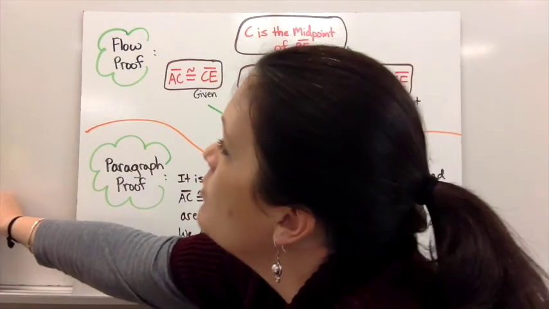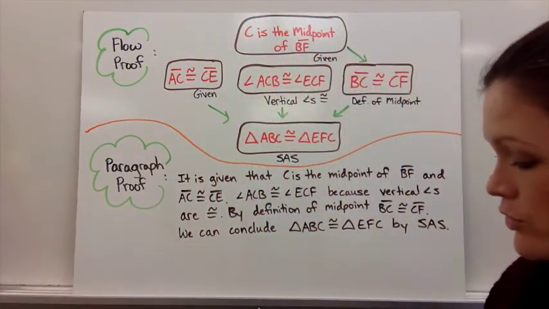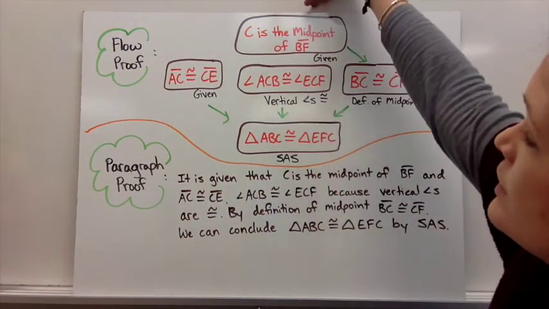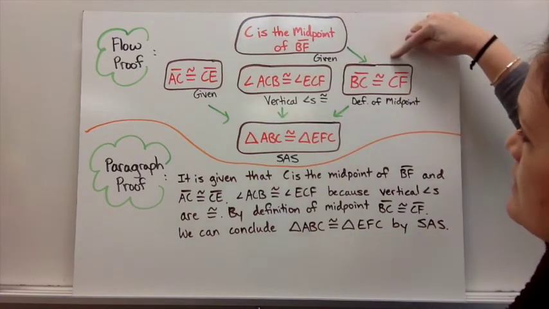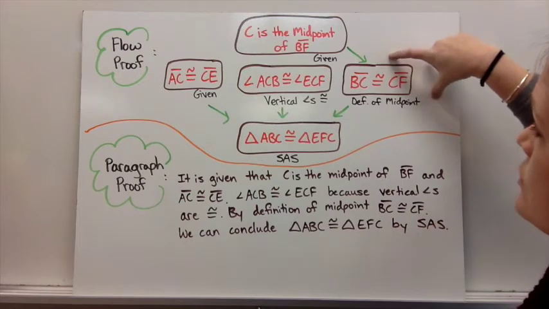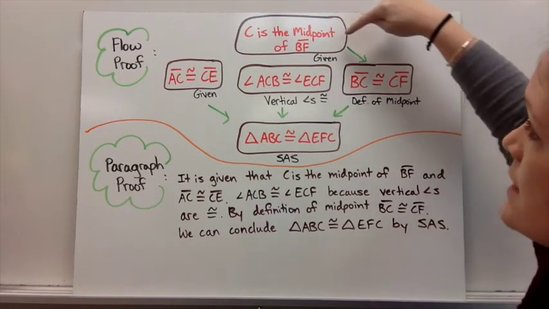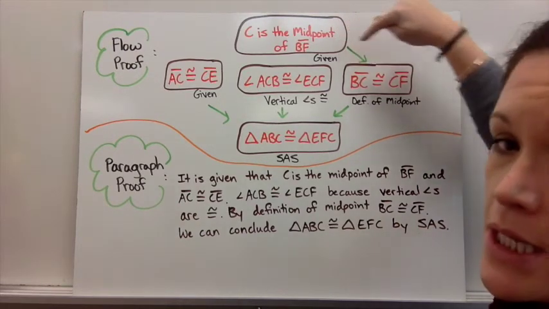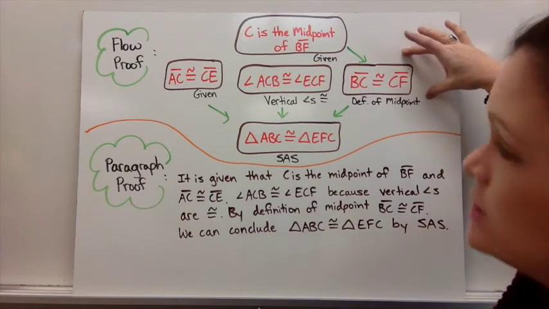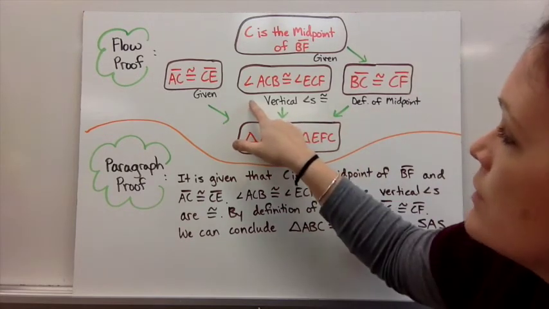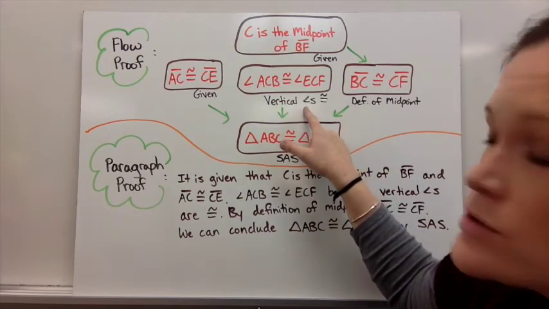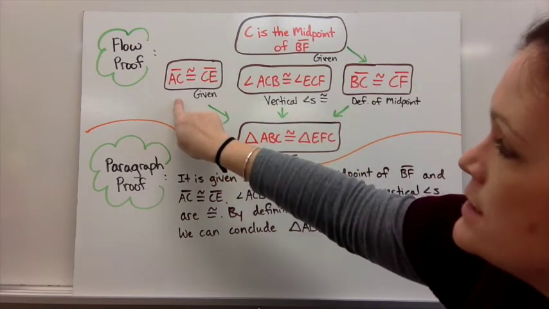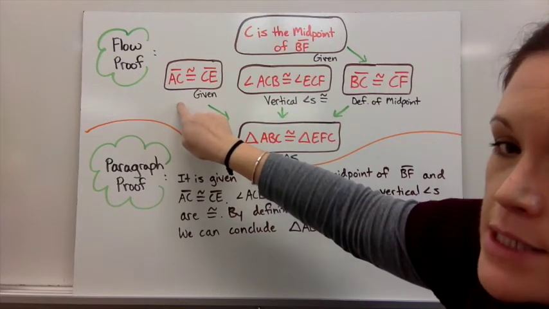I have the flow proof set up already for you. So I have C as the midpoint of side BF. That told me that BC was congruent to CF by definition of midpoint. So I drew an arrow because that given statement gave me this piece of information. Then in the middle here I wrote that angle ACB would be congruent to angle ECF because they are vertical angles. And then on this side I put that AC is congruent to CE again because that's just given.